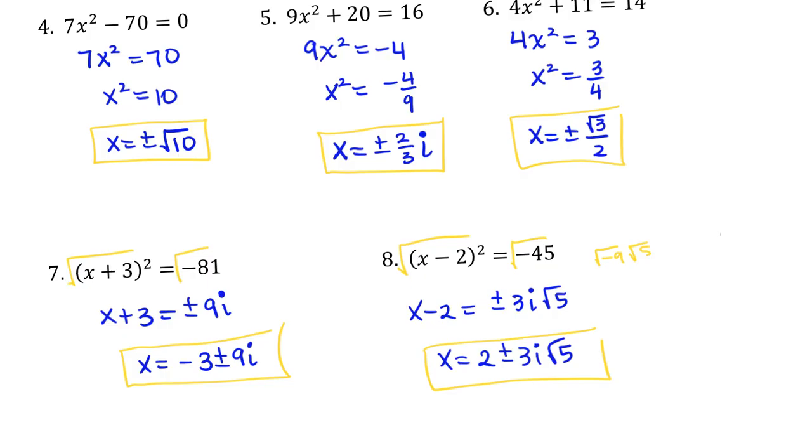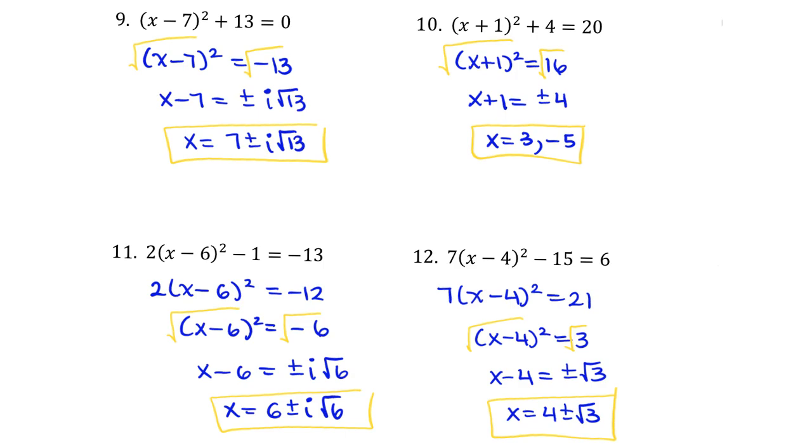Okay, here's 4 through 8. Check carefully because for number 4, this is not an imaginary number. This is a real solution. This is imaginary. This is real. So only have an i if it's an imaginary solution. Pause until you're ready for the next ones. Okay, 9 through 12. Go ahead and check your answers.